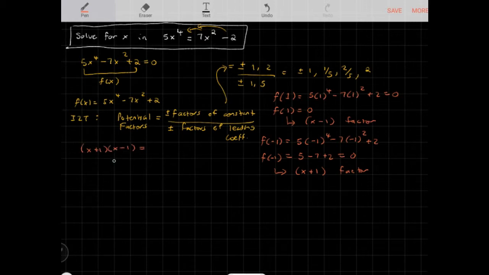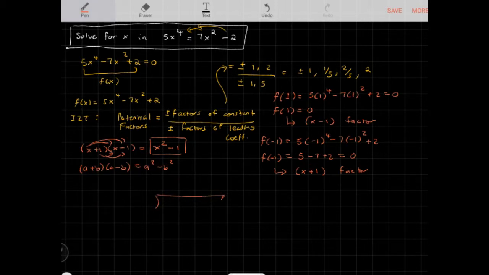If you multiply these two, you can expand it, or use FOIL, or think about a plus b times a minus b, which gives you a squared minus b squared. Well, this gives you x squared minus 1. Now, because this is a factor of our quartic expression, but it is not a linear divisor, you can use long division to solve for the remaining factors.